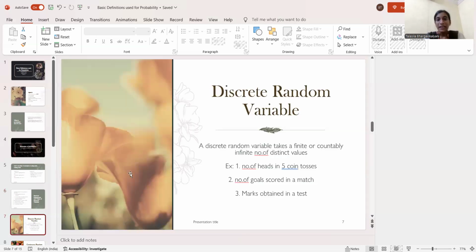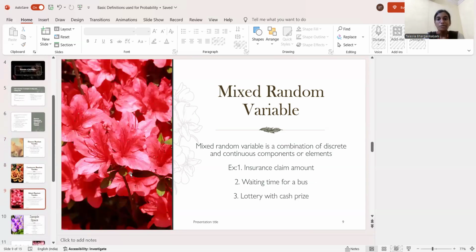Discrete random variable. A discrete random variable is a random variable used for a finite number of values or countable number of values. For example, getting heads while tossing 5 coins, or marks obtained in a test by a student.